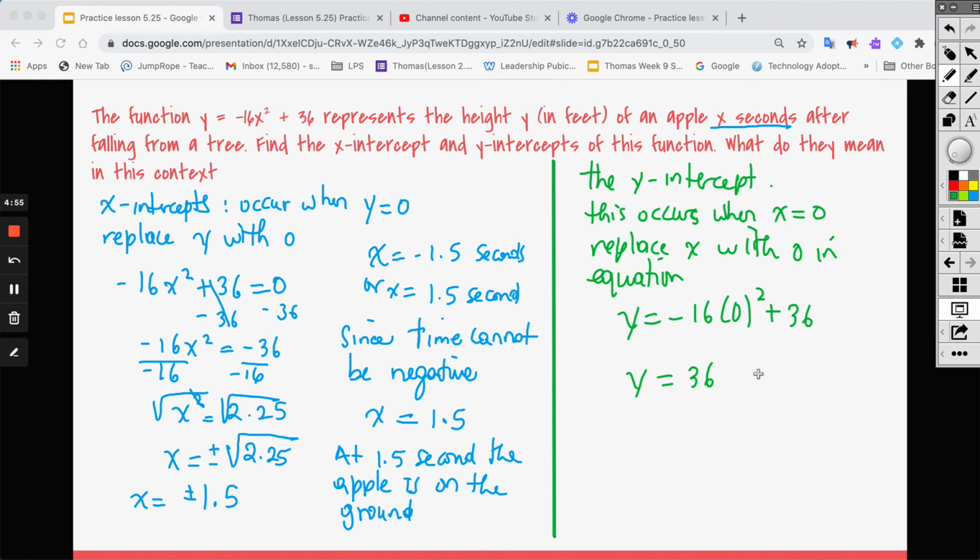And remember, y represents the height. And the y-intercept is going to be the starting height of the apple falling from the tree.